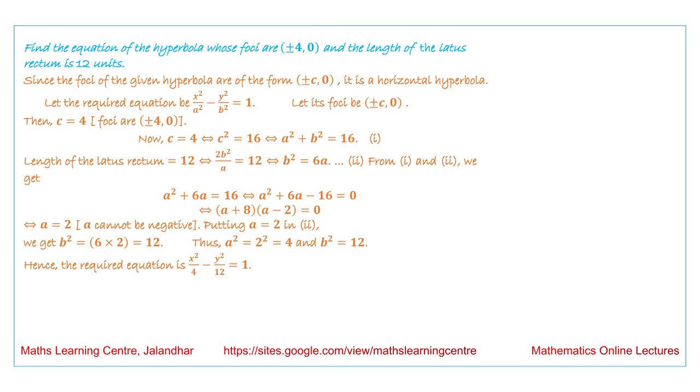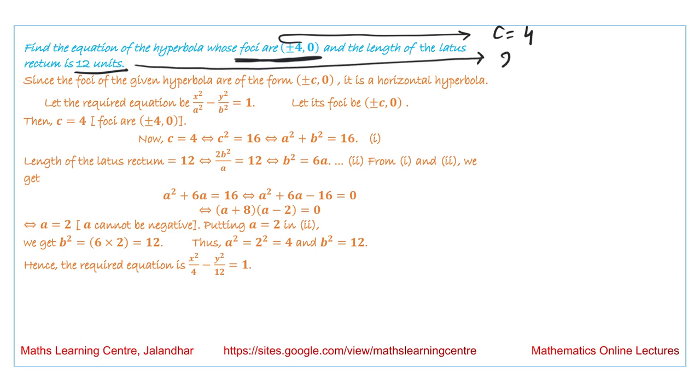The next question we have is: find the equation of the hyperbola whose foci are ±4, 0. Clearly it is a horizontal hyperbola, and the value of c is 4, and length of the latus rectum is 12 units. So length of the latus rectum means the value of 2l is equal to 2b square by a, which is given to be 12 units.